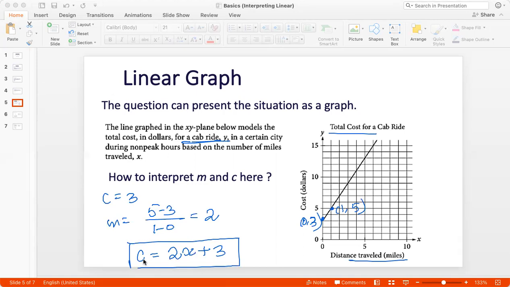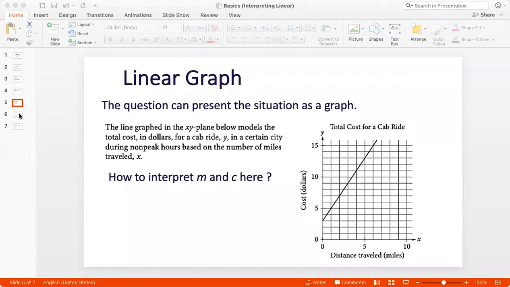So what can I say about these numbers? 3 is the amount in dollars that you have to pay just for hailing the cab, right? You haven't started riding yet. There are 0 miles traveled, but just for hailing the cab, the fee is $3. And 2 is the amount you pay per mile, right? So if you go 10 miles, you pay 20. If you go 20 miles, you pay 40. So the amount charged per unit X value, per mile, is $2. That is how you can interpret this.